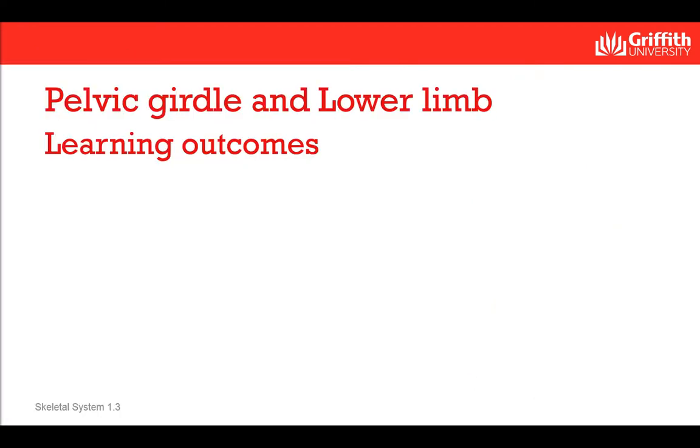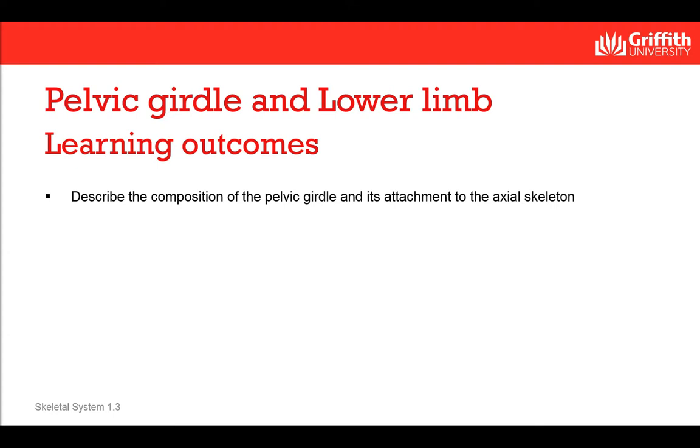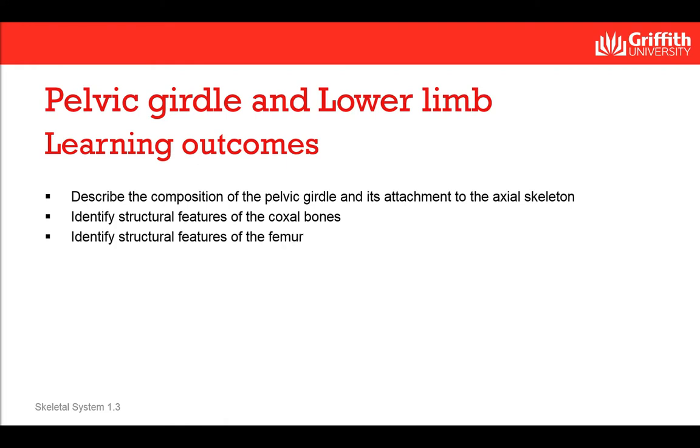The learning outcomes for this mini lecture on the pelvic girdle and the lower limb in the appendicular skeleton include to be able to describe the composition of the pelvic girdle and its attachment to the axial skeleton. Identify structural features of the coxal bones. Identify structural features of the femur.